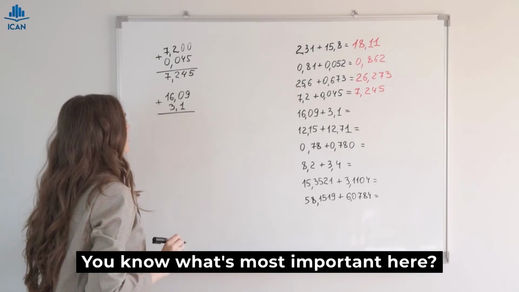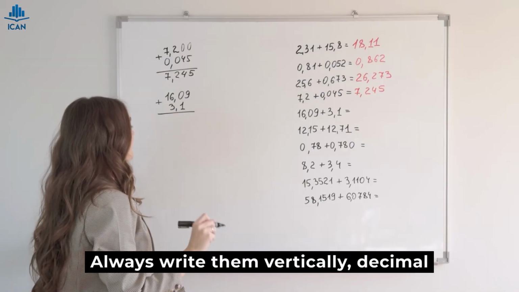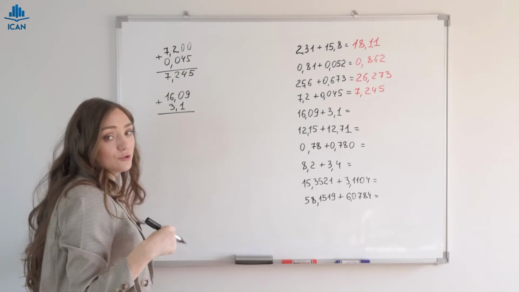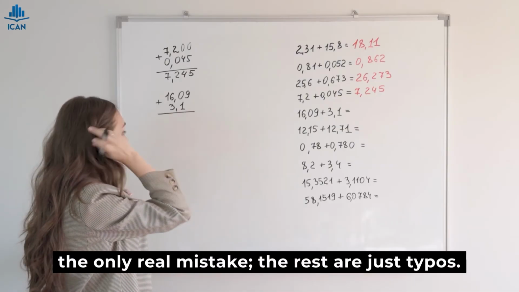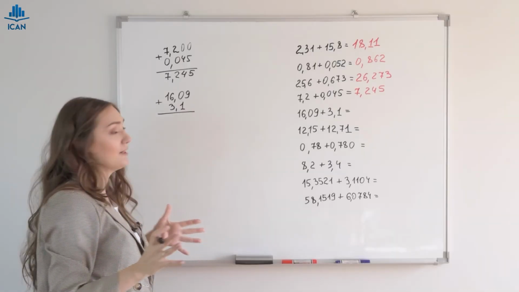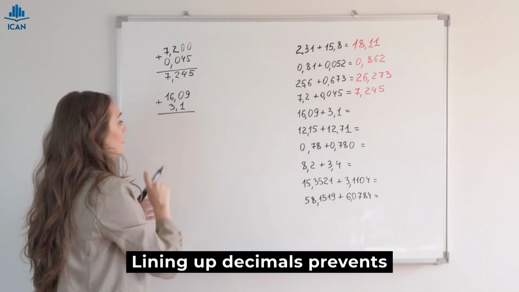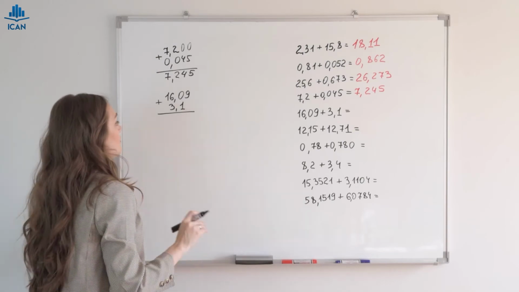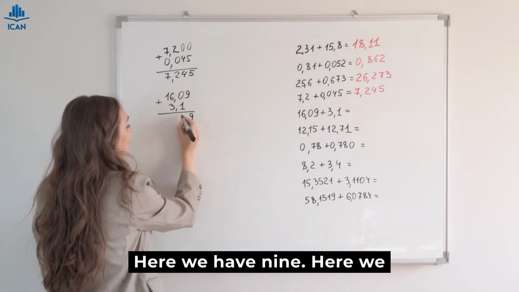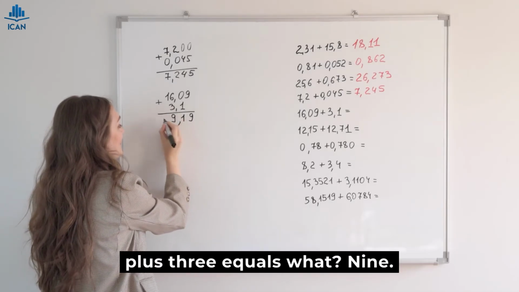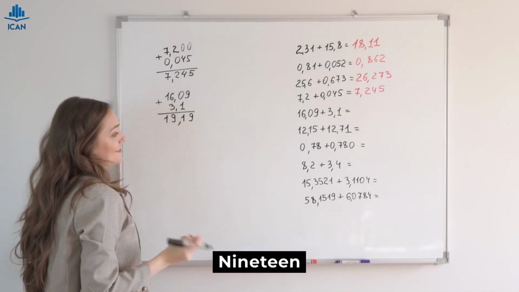You know what's most important here? Always write them vertically, decimal over decimal. That's the only real mistake, the rest are just typos. Lining up decimals prevents most errors. Here we have 9. Here we have 1. 6 plus 3 equals what? 9. 19.9.